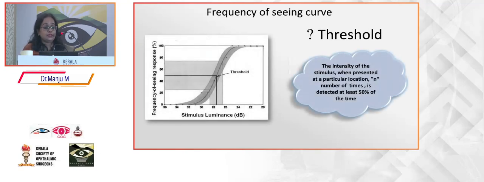And there is a frequency of seeing curve. Basically, threshold is the intensity of the stimulus which, when presented at a particular location n number of times, is detected at least 50% of the time, and that is the threshold.